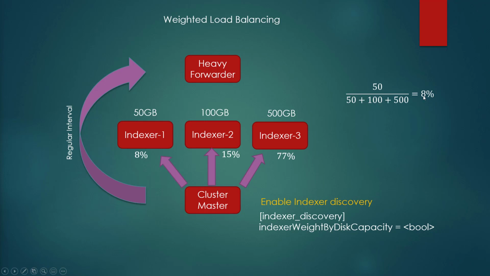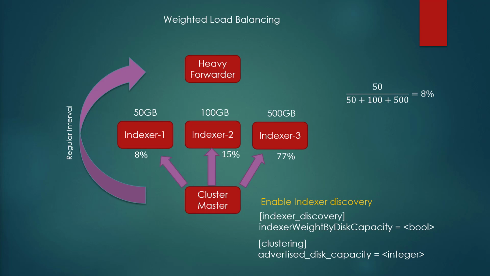If we calculate the percentage value for all the indexers, indexer 3 has more space available compared to the other indexers. So there is a high chance that indexer 3 will receive more data compared to the others. This setting governs this particular feature. Now we have another interesting feature here as well, called advertise disk capacity.